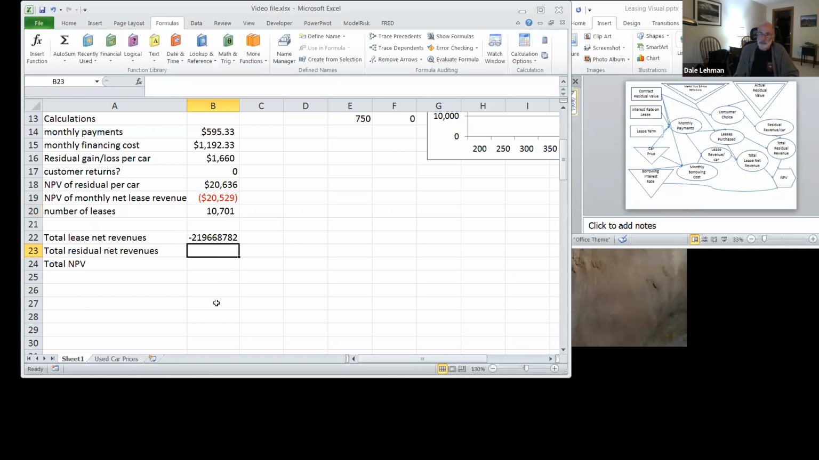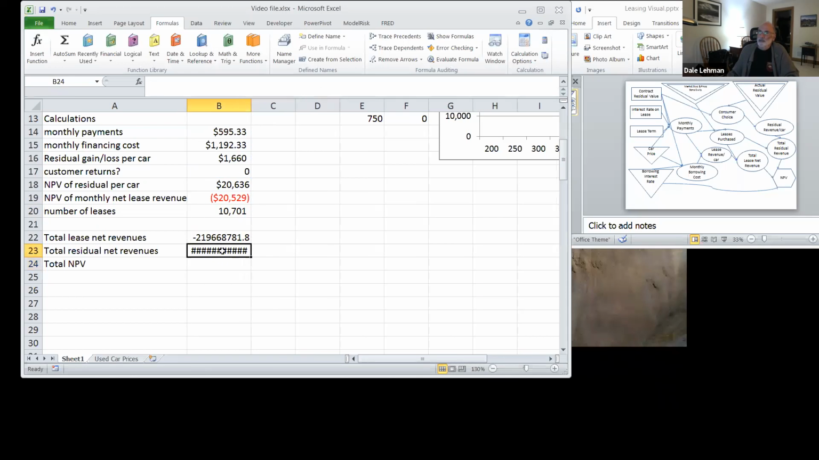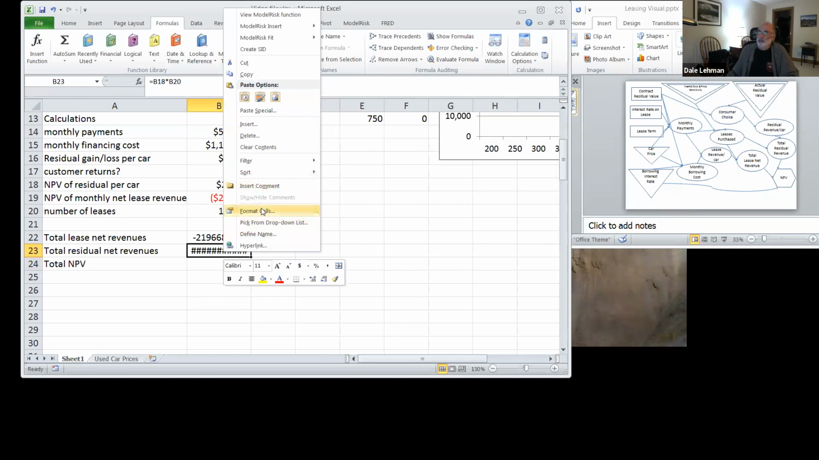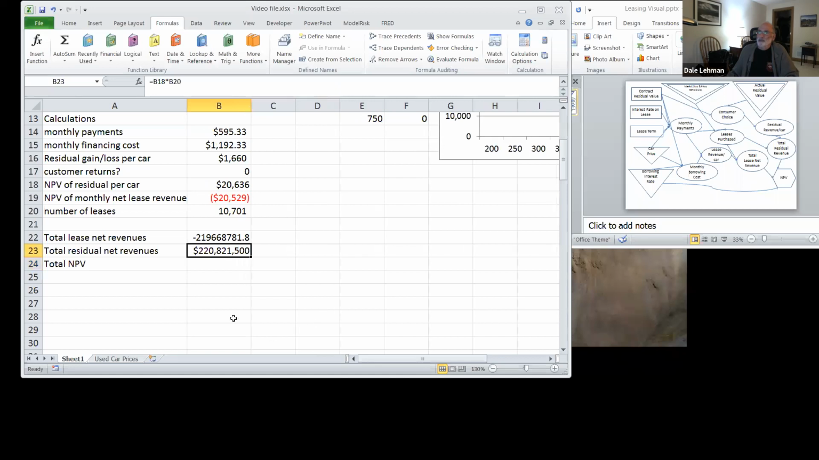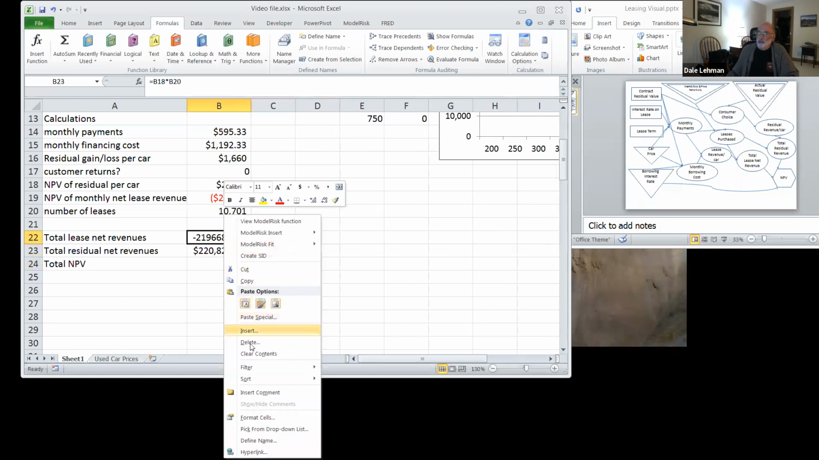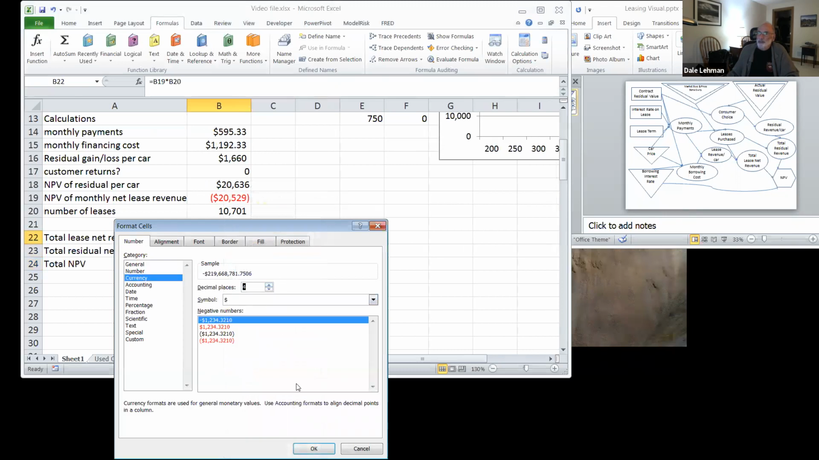So that's net revenues from leases, which is negative, but then this one is the present value of the residual, which is B18, times the number of leases, which is B20. I guess I probably want to change the formatting of that. And we don't want the decimal. Currency, no decimals.